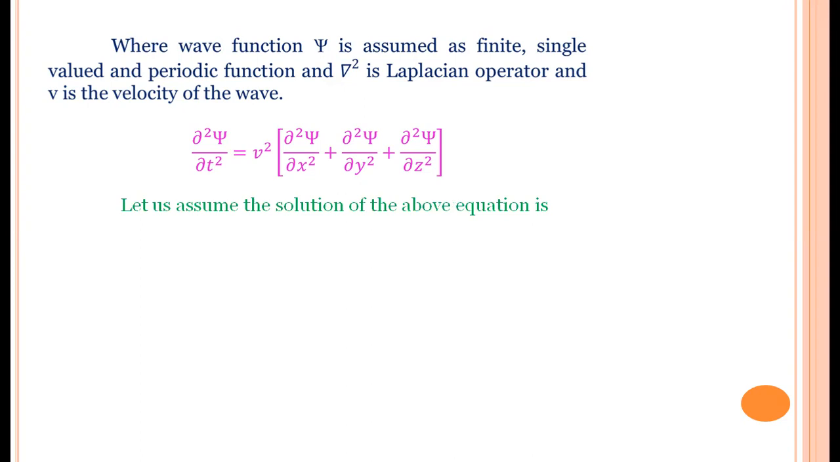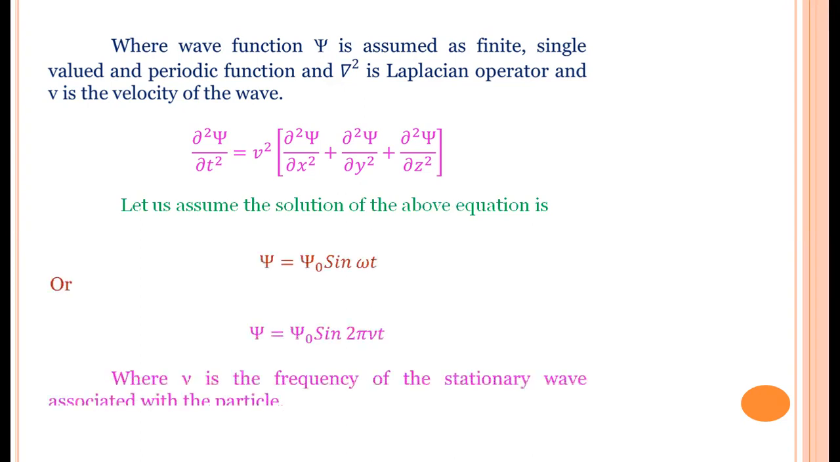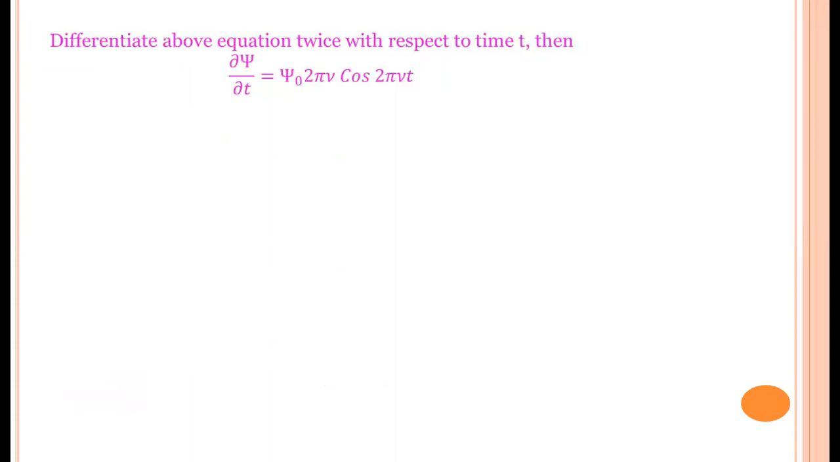Of course, the solution of the above equation may contain a function of psi, so that psi is equal to psi naught sin omega t, where omega is called the angular frequency and t is the time. We know that omega is equal to 2 pi nu, where nu is called the frequency. So psi is equal to psi naught into sin 2 pi nu t. Now differentiate this equation with respect to time twice.